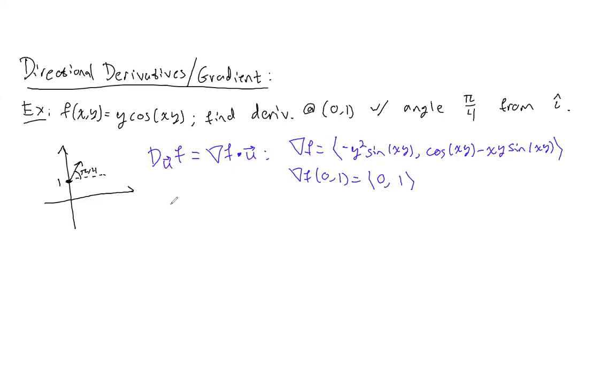But what about u? u is the unit vector that's pi over 4 above the x-axis. In other words, it's this guy. These are the same vectors that I've just drawn. There's your u, assuming that I'm a good artist, which I'm not. But the idea is that that's an angle of pi over 4 above that axis.